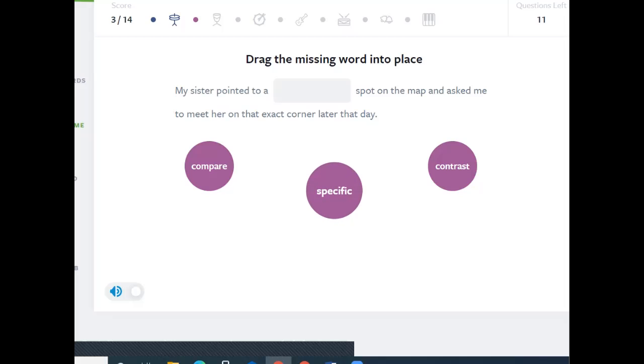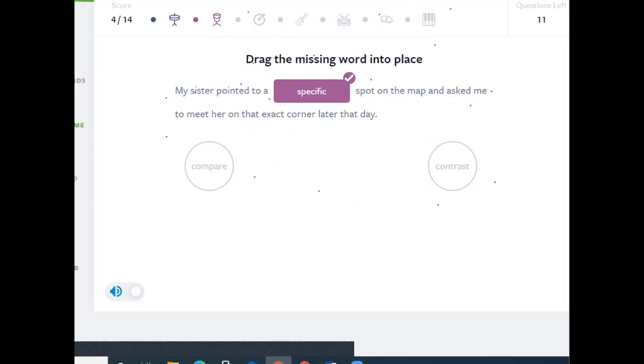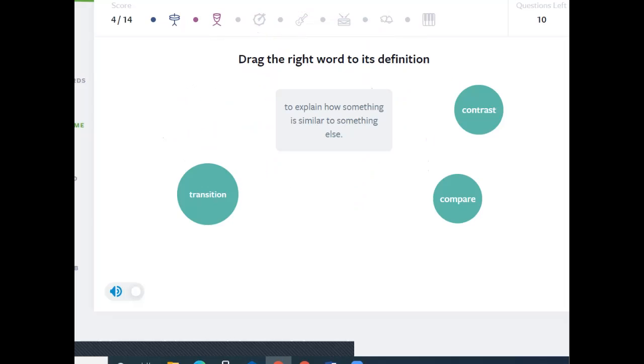My sister pointed to a compare spot. That doesn't make much sense. My sister pointed to a contrast spot. That doesn't make much sense either, so it must be specific. Oh, we got our drum.